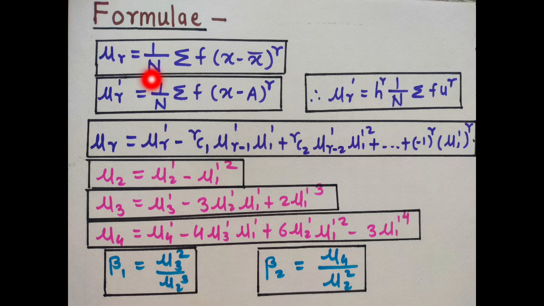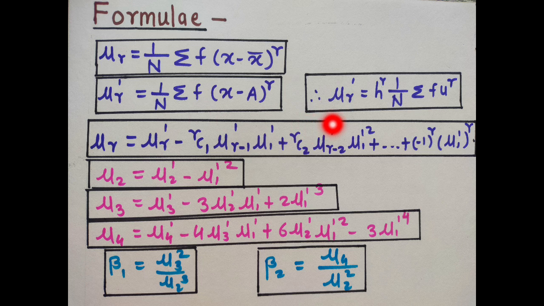First formula is mu r is equal to 1 upon n summation f (x minus x bar) raised to r, where mu r is the moment about the arithmetic mean, or central moment. Second one is mu r dash. Mu r dash is equal to 1 upon n summation f (x minus a) raised to r, where mu r dash is the moment about an arbitrary mean or convenient mean.